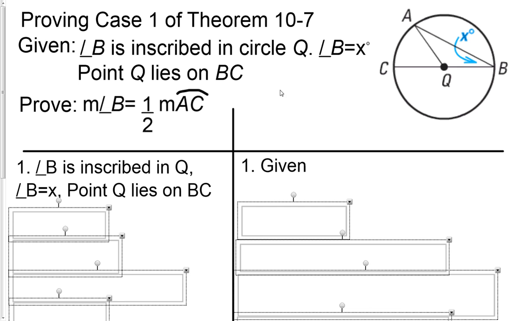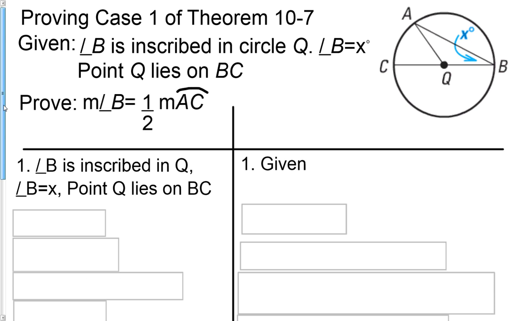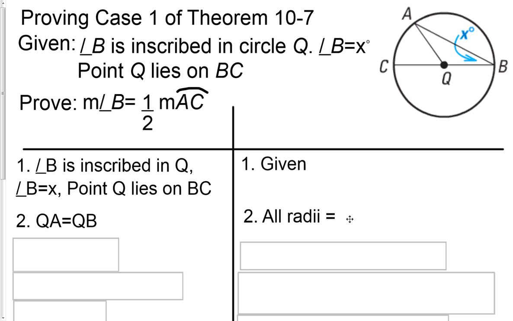So on this next slide, I've already inserted the proof, and we'll reveal it a step at a time. So given angle B is inscribed, right? Angle B equals x. Q lies on BC, just to say this is case 1. Reason: given. Step 2, QA equals QB. Technically QC is also equal, but we don't need all three. You could also say congruent, but in general, we're just going to say all radii are equal or congruent. Again, you have that flexibility there.